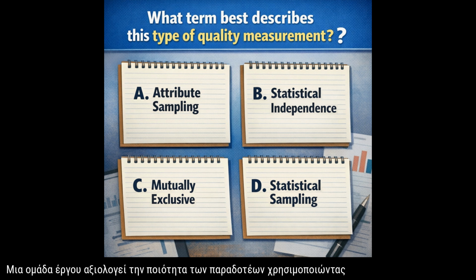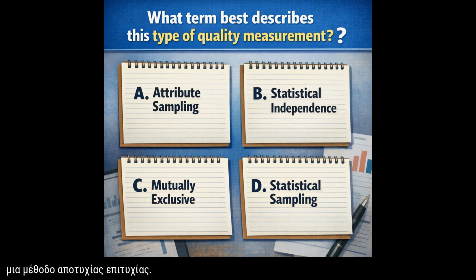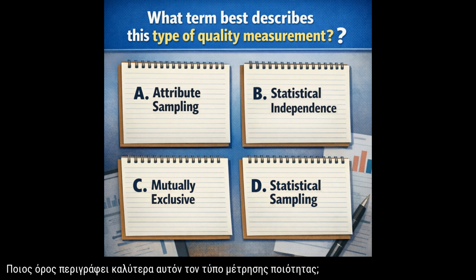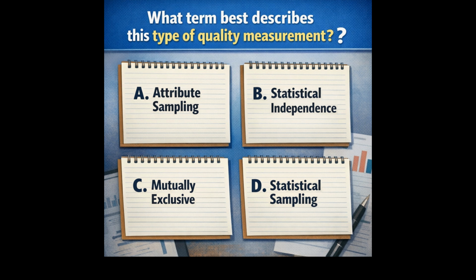A project team is assessing the quality of deliverables by using a pass-fail method. This approach was chosen because the deliverables are primarily functional outputs that either meet the requirements or do not. What term best describes this type of quality measurement? Attribute sampling, statistical independence, mutually exclusive statistical sampling.